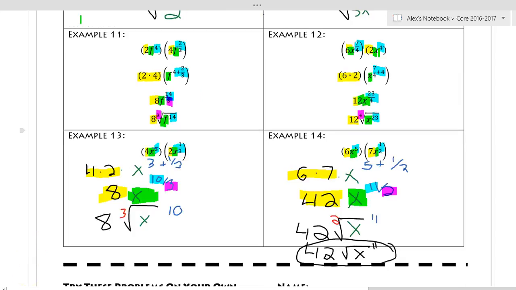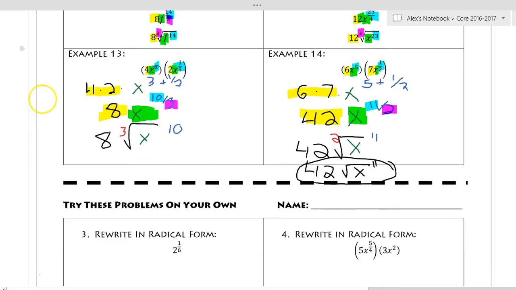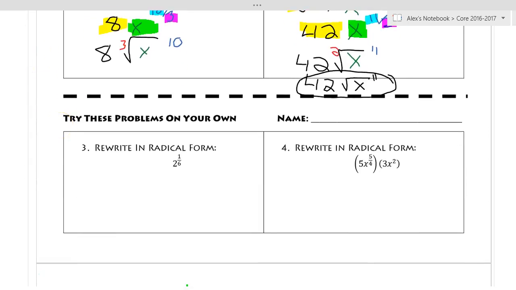Alright, that's where we're going to stop for tonight. Go ahead and try these 2 problems on your own. We'll go over them in class tomorrow.